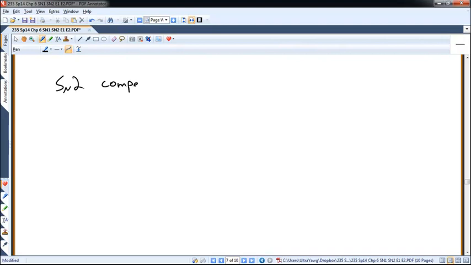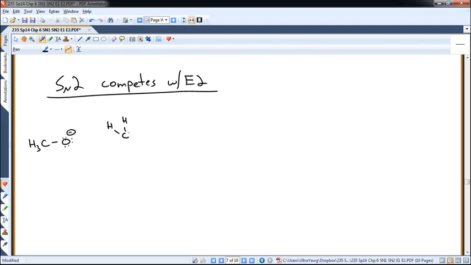SN2 competes with E2. Alright, so whenever you're doing SN2 chemistry, it's also technically possible you can do E2 chemistry. And here's the perfect example to explain it. If I had a base, like methoxide, and I have a carbon, what's my molecule? 2-bromopropane.